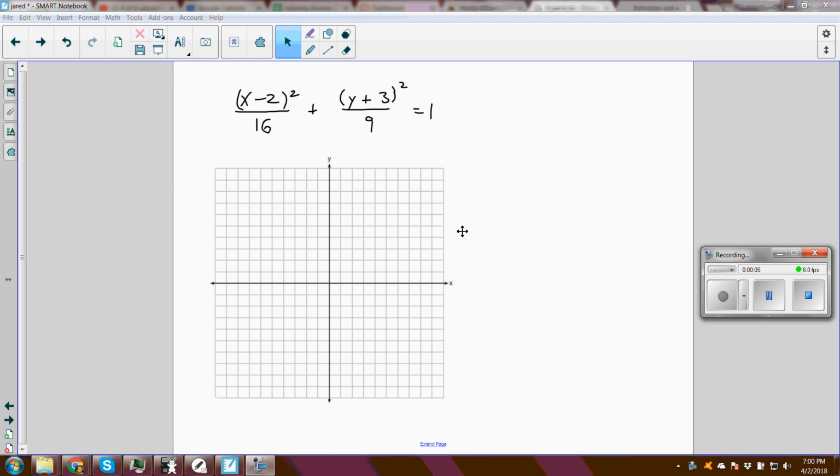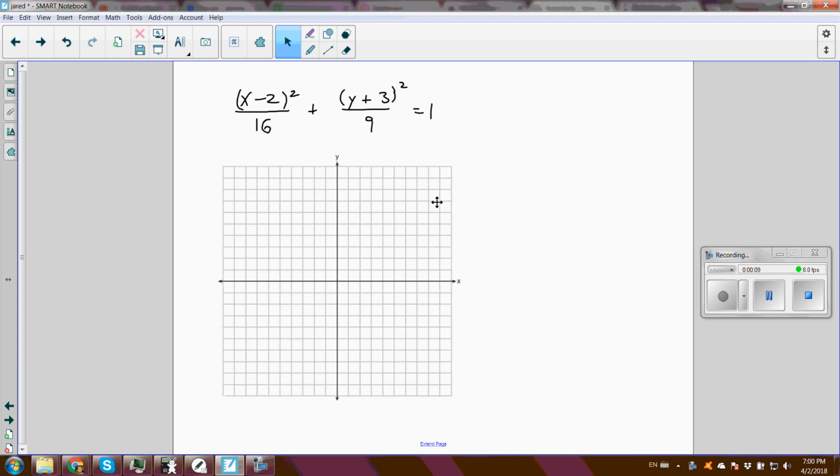To understand how the graphs of hyperbolas work, a good place to start is a quick review of the graph of an ellipse, because the graphs are very similar in terms of how you construct them. If you don't understand what I'm doing, then you need to go back and review ellipse graphs. The center of this ellipse is going to be at the point (2, -3).